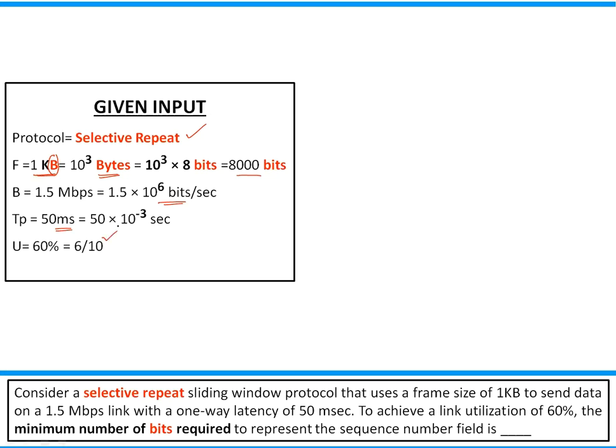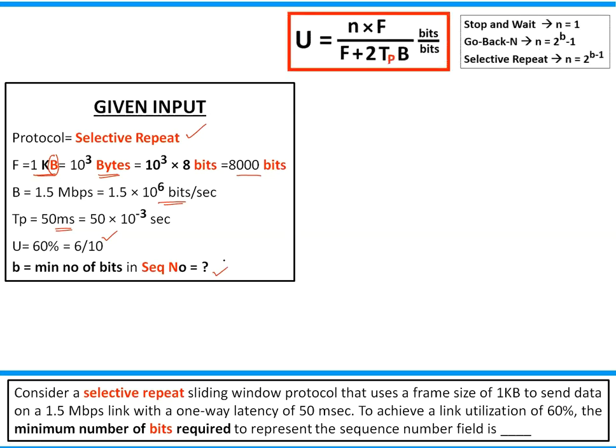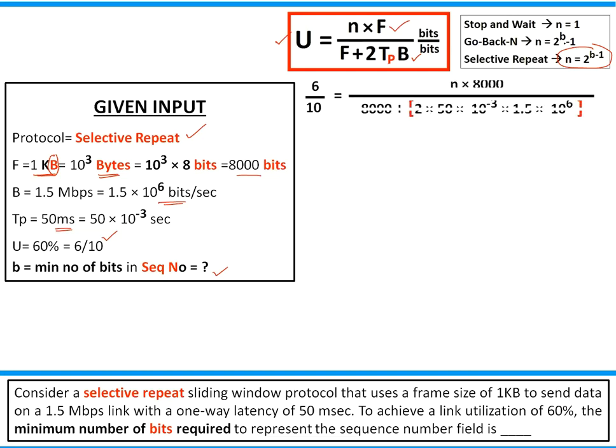I call it as 6 by 10. b is equal to minimum number of bits. Ultimately, formula will be same. U is equal to n into f by f plus 2tp into b. With respect to selective repeat, you have to go for n is equal to 2 power b by 2, or 2 power b minus 1. So please substitute everything in the formula.